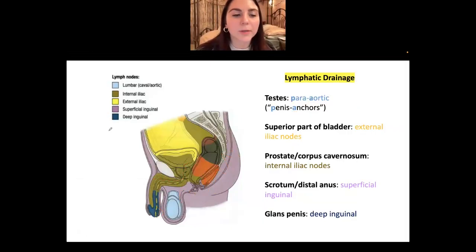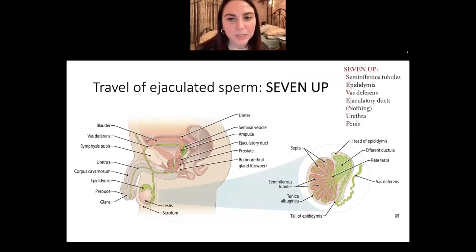What's interesting about knowing the lymphatic drainage for the male reproductive system is that if you know all the analogs to the female, like the testes in the male are the ovaries in the female, the ovaries are also drained by the para-aortic. The glans penis in the male is the clitoris in the female, which is also drained by the deep inguinal. So if you know one, there are slight variations with the female one, but it's pretty much all the same. You know one, you'll get the other one down.